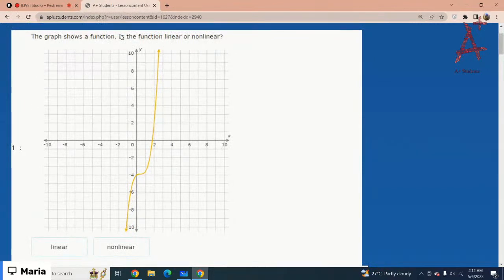That means the graph of the linear function must be a straight line. So the graph shows a function. Is the function linear or nonlinear? So you need to see if the function is linear. That means the graph of the linear function must be a straight line. So this one is not straight. That means that it is the nonlinear function.